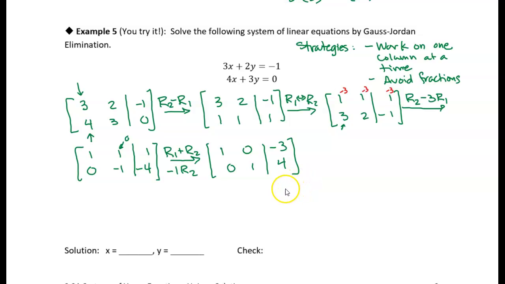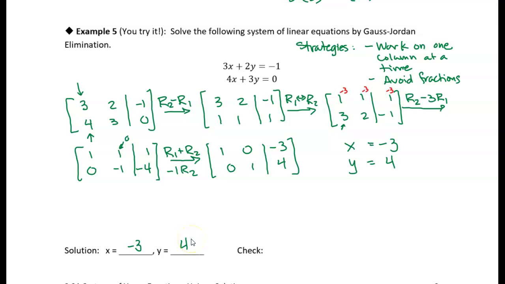I won the game. I've got my matrix in the form that I want it, so I can just read off the values. So this is equivalent to 1x plus 0y equals negative 3, and 0x plus 1y is equal to 4, right? So that's telling me that x is negative 3 and y is 4.